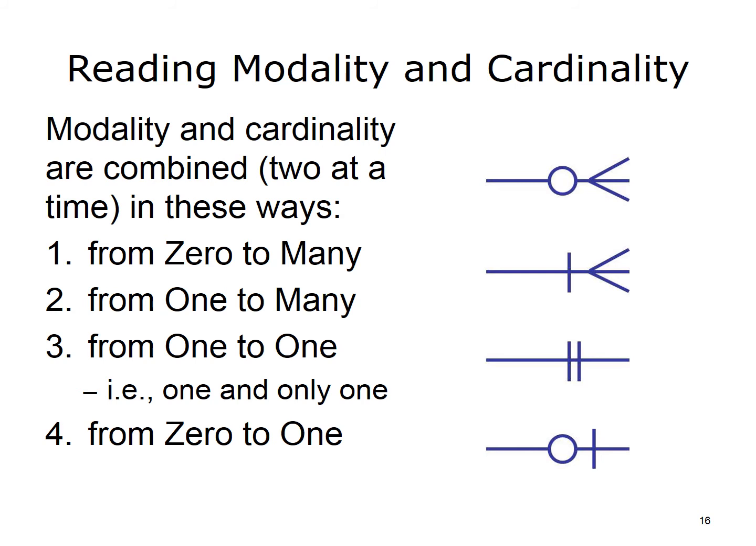Modality 1 and cardinality 1 means that instances of the entity on the left of the relation can have or be associated with 1 and only 1 instance of the entity on the right. Modality of 0 and cardinality of 1 means that instances of the entity on the left of the relation can have or be associated with from 0 to 1 instances of the entity on the right. Remember, cardinality and modality specify a range.